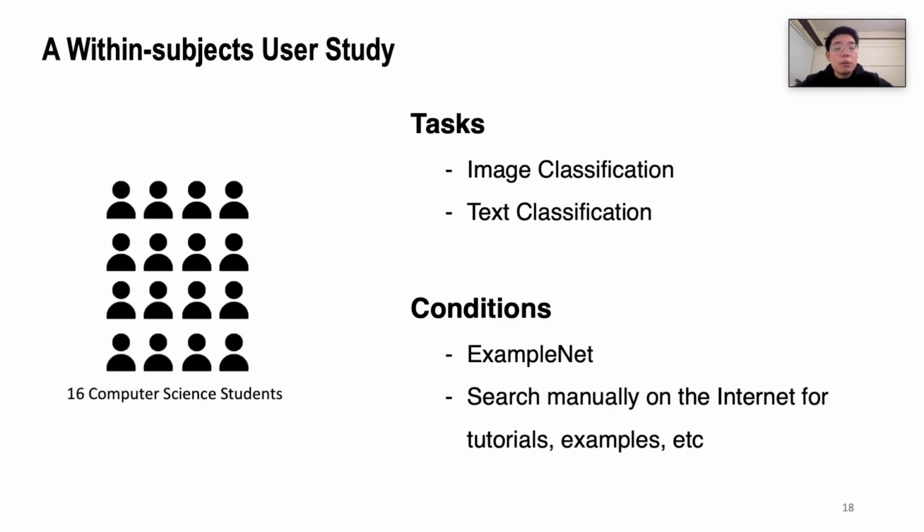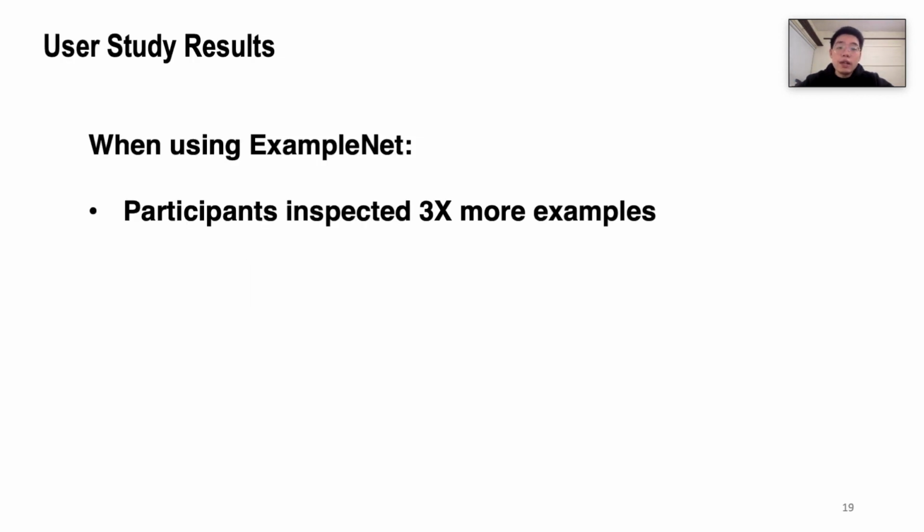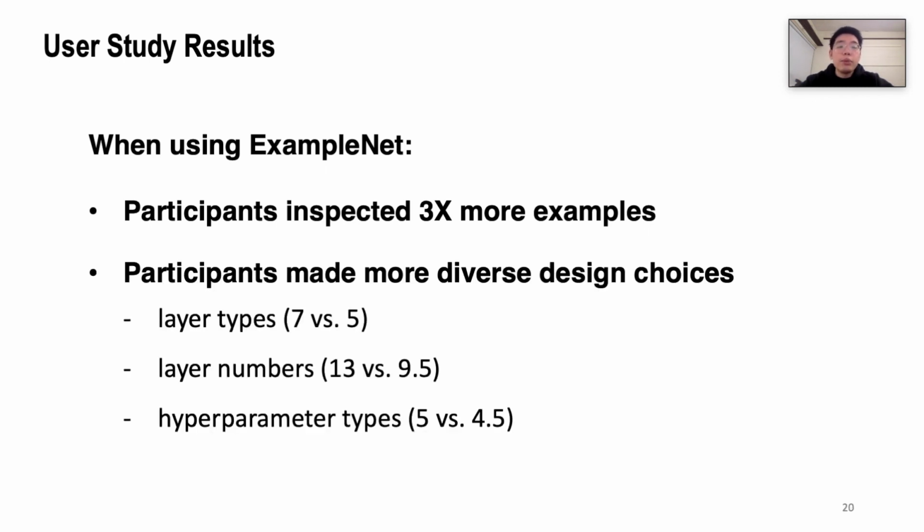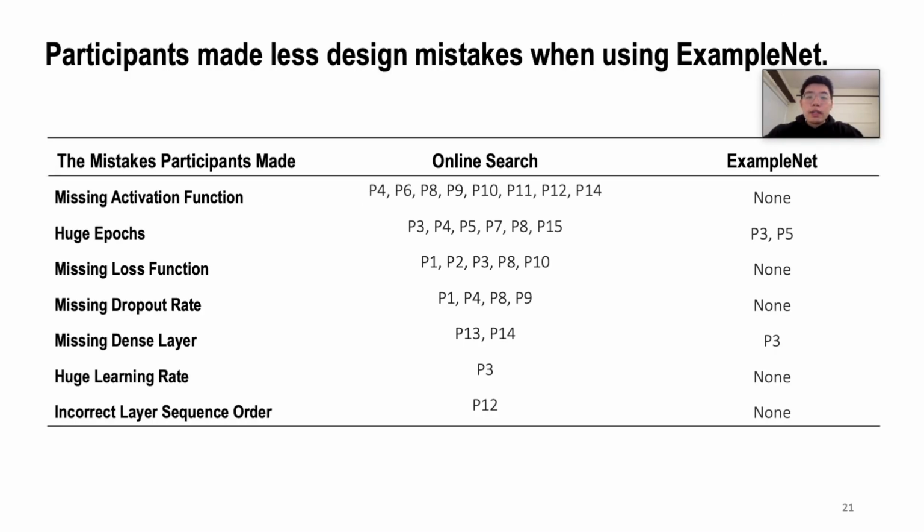We conducted a within-subject study with 16 participants to evaluate ExampleNet. We selected 2 common deep learning tasks, image classification and text classification. For each task, participants were asked to design the neural network structures and report the hyperparameters, either using ExampleNet or online search. The study results show that, first, when using ExampleNet, participants inspect 3 times as many GitHub examples than when using online search. Second, ExampleNet brings programmers more awareness of various design choices, such as different types of layers and hyperparameter types. We also assessed the models they designed.